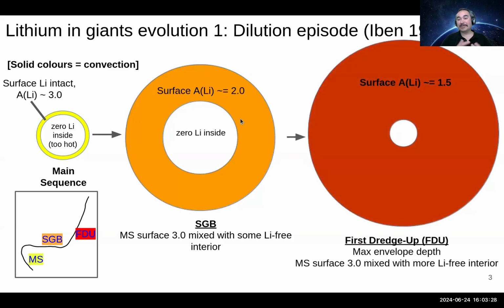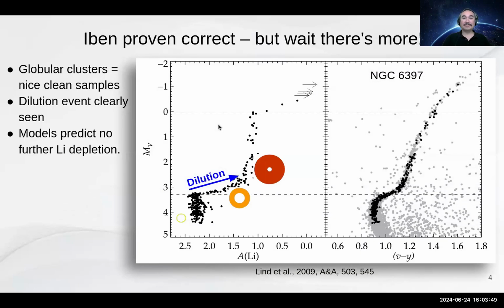Then we move on to the red giant branch proper, and that dilution continues to first dredge up, where you have the maximum depth of the convective envelope. You end up at a lithium value of something like 1.5. This was predicted through models by Iben in 1967, and he suggested an observational test would be good. Observers did this, and indeed this dilution is very much observed, going from the main sequence turn-off through the subgiant branch and first dredge up. So this Iben dilution is very, very robust.